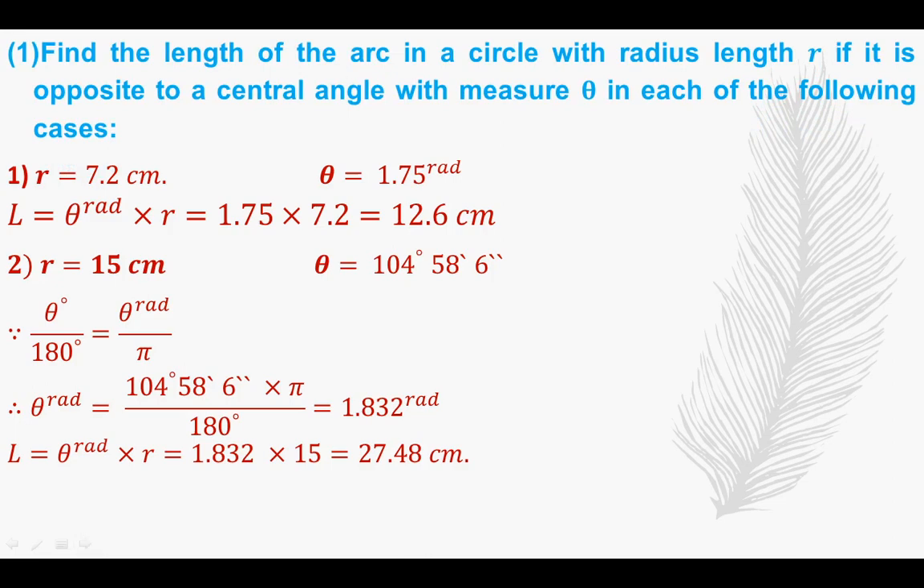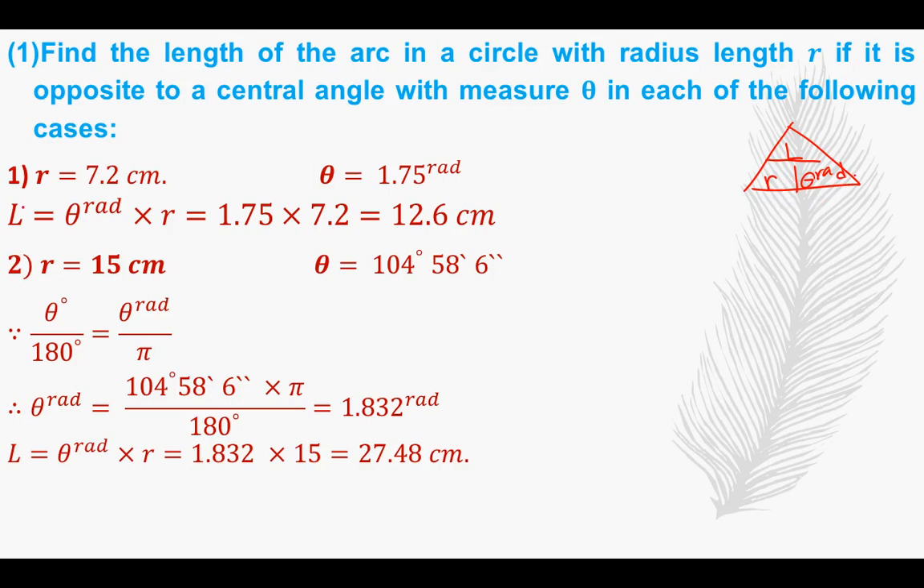Find the length of the arc in a circle with radius length r if it is opposite to a central angle with measure theta in each of the following. In the first case, here we have r equal 7.2 centimeters and theta equals 1.75 radian. How can we solve this problem? Here we want to find the length of the arc. What is the rule of the length of the arc? Let's draw the triangle here, L on the top, and we have r and theta radian. So to find the length of the arc, you multiply r times theta radian.